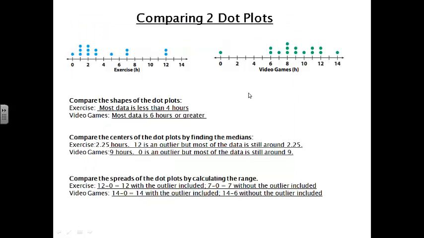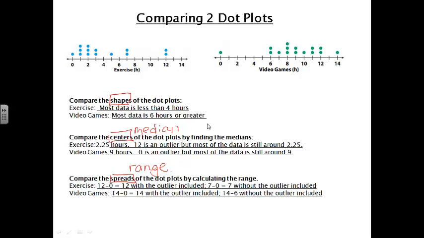Okay, so now we're going to compare the two dot plots. We're comparing the shape of our dot plots, the centers of our dot plots, and the spreads. Let's go over what those mean again. The shape is asking: is it mostly to the left, mostly to the right? Where's our data at? Comparing the centers means the median. The spreads mean what is the range of data.